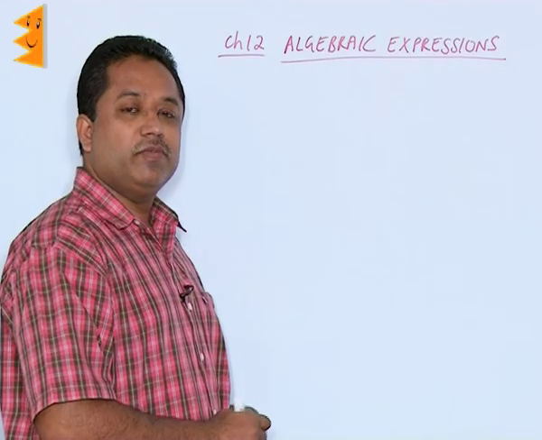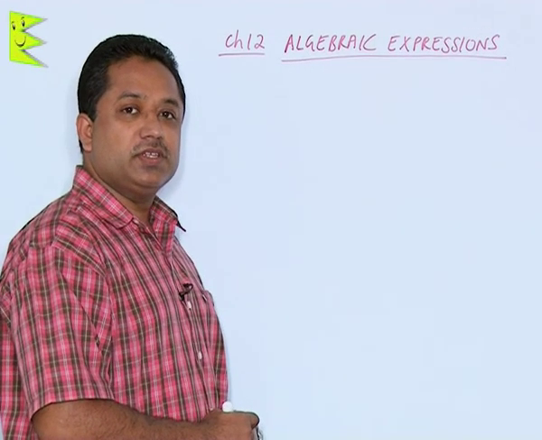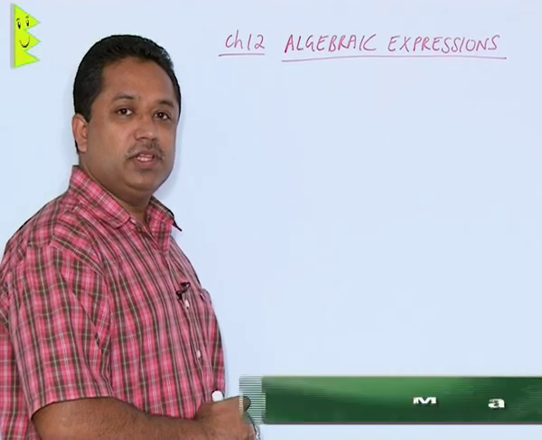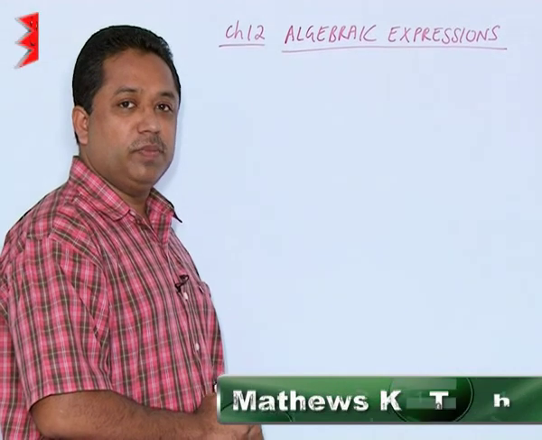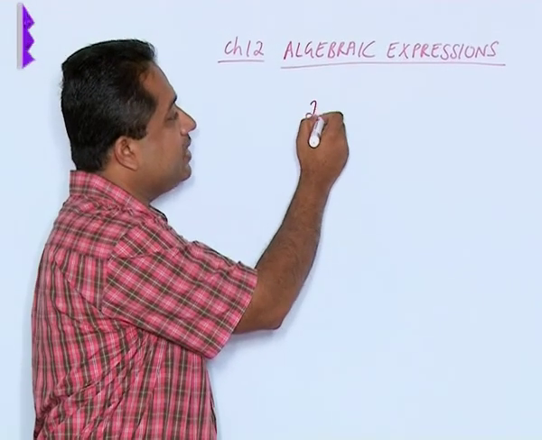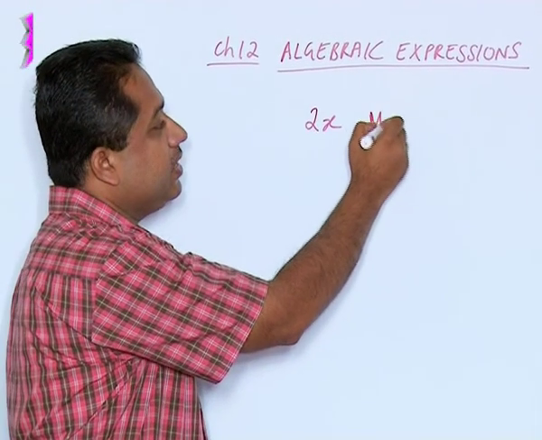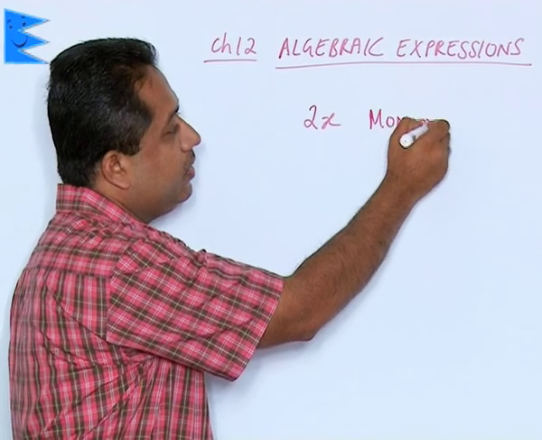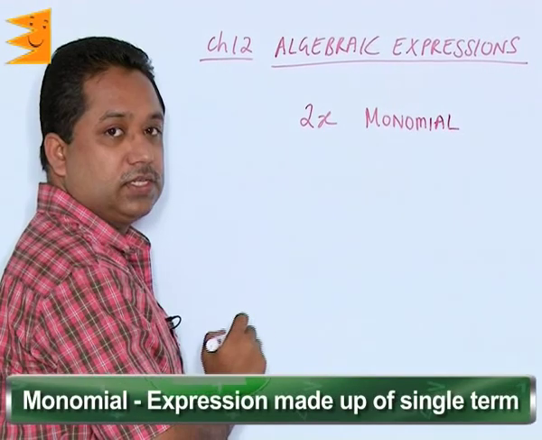In chapter 12, we deal with algebraic expressions. Algebraic expressions are polynomials. It could be a monomial, a binomial or a trinomial. Now, what is the meaning of a monomial? If you have a single term like 2x, then we can say it is a monomial because it is made up of a single term, and that single term is 2x.